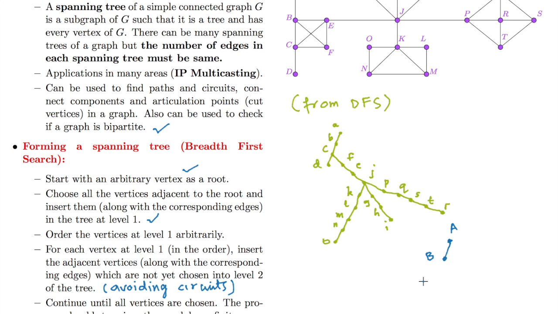Then for B we have C, E, and F. So this is my C, this is my E, this is my F. Then for C I have only D, and for E I have only J, and F is now done. There is no vertex adjacent to F which is not already covered in the tree. Then for D I'm done as well.